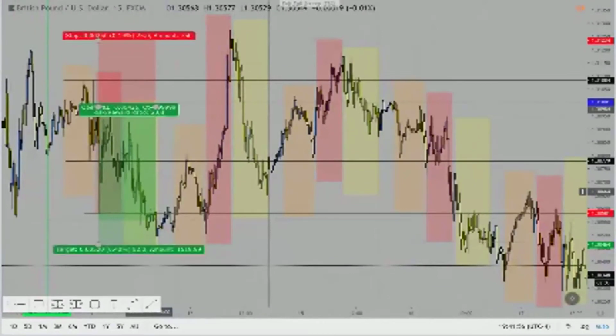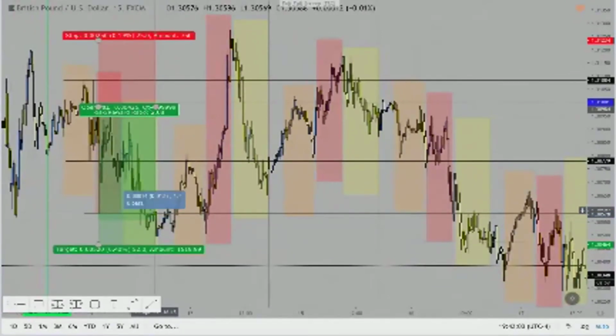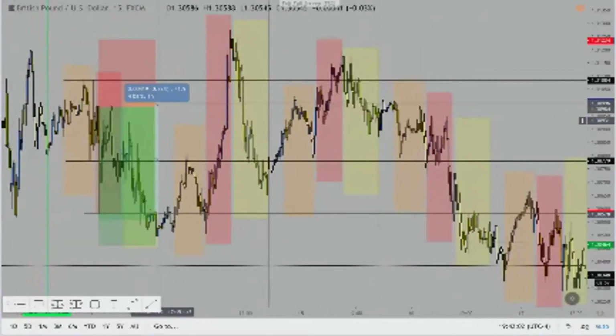Now that you know this, you're already up all of these pips, about 40 pips. Let it go. Take this off, book your profit, and call it a day.